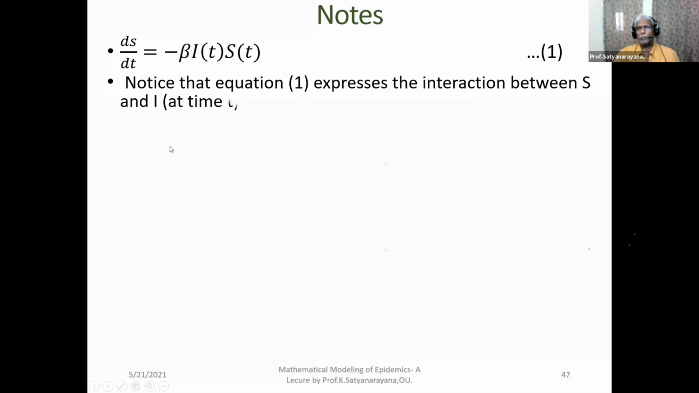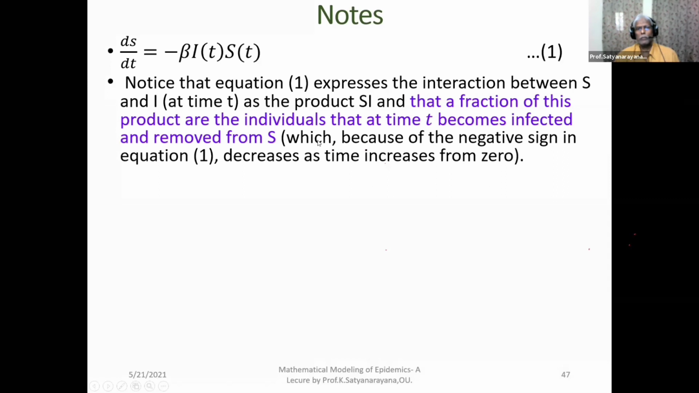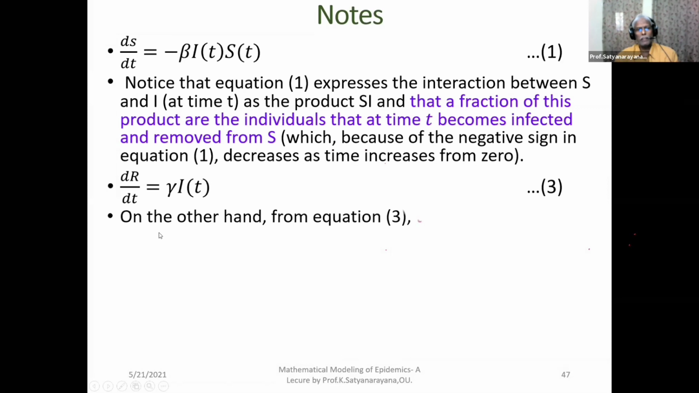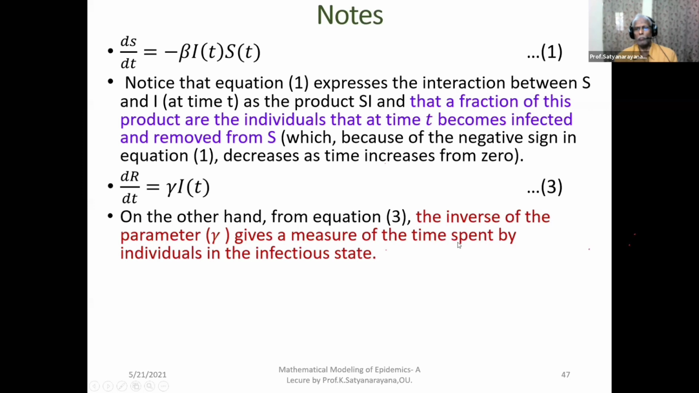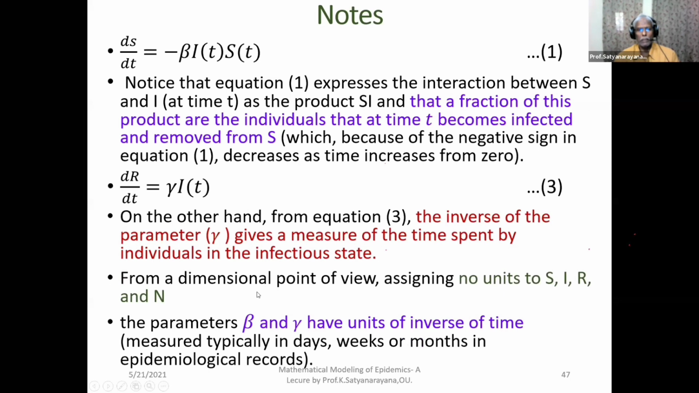A fraction of this product are the individuals that at time t become infected and are removed from S, which, because of the negative sign in equation one, decreases as time increases from zero. As time increases from zero, the susceptibles will decrease, and I of t will increase, and dR/dt will also increase. On the other hand, from equation three, the inverse of the parameter gamma gives the measure of the time spent by the individual in the infectious state. And what are the dimensions? S, I, R, N are dimensionless. Whereas beta and gamma are measured per day, per week or per month, as the case may be.